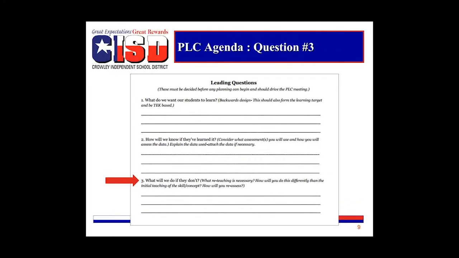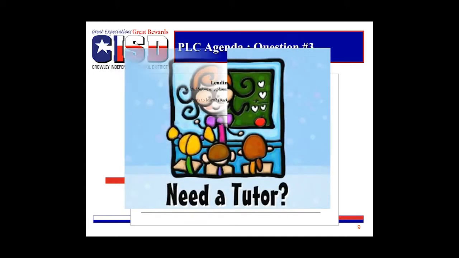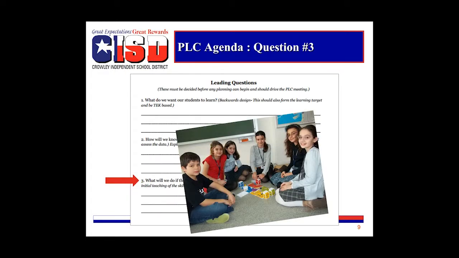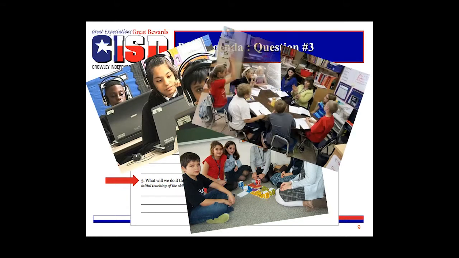The last leading question is, what will we do when students don't learn? This question can sometimes be interpreted as what teachers will do outside of class time, but this leading question actually addresses what the teachers should do during class time to reteach immediately when they see a disconnect when completing the formative assessments discussed in question number 2. An example intervention would be grouping students together and letting those who have mastered the TEK complete the next lesson or complete an enrichment activity, while teachers provide support to students who need additional assistance in a small group setting.